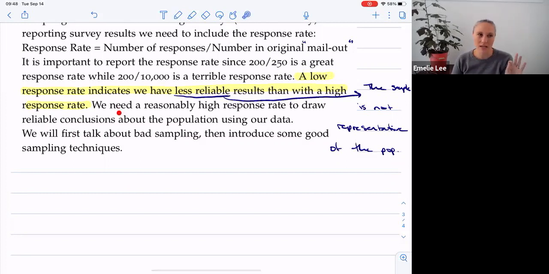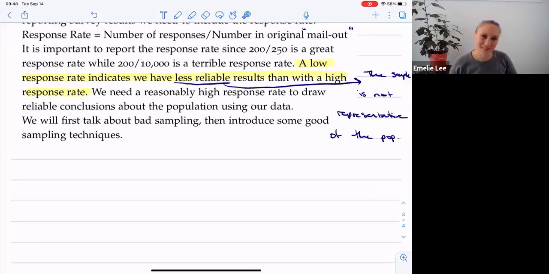And here I keep it nice and vague, right? We need a reasonably high response rate to draw reliable conclusions about the population using our data. And this is where it depends on the industry that you're in, right? If you're in biology, you're probably doing more experiments, right? But maybe not, maybe you're doing surveys. And then you have kind of more control over your response rate. But if you're in the social sciences, then maybe a lower response rate is to be expected. It just depends on the field that you're in. So that's why I'm keeping it nice and vague and not committing to anything, right? That's how we do it in statistics, right? Say a lot and nothing at all.